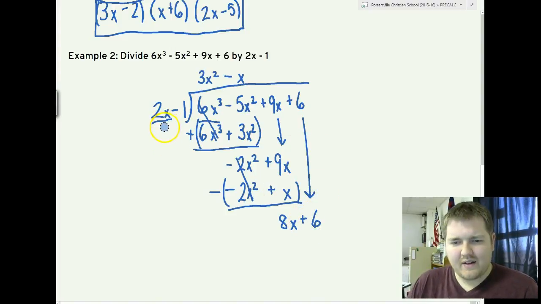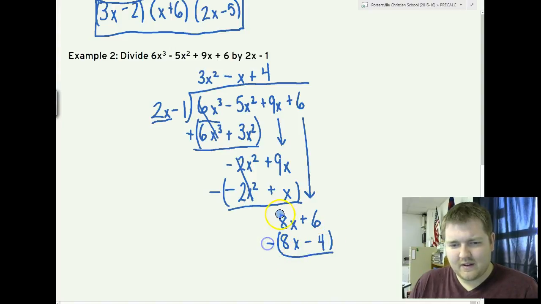So then I have 2x going into 8x 4 times. 4 times 2x minus 1 is 8x minus 4. And I'm subtracting these, so those go away. 6 plus 4 is 10. So now I have a remainder of 10.